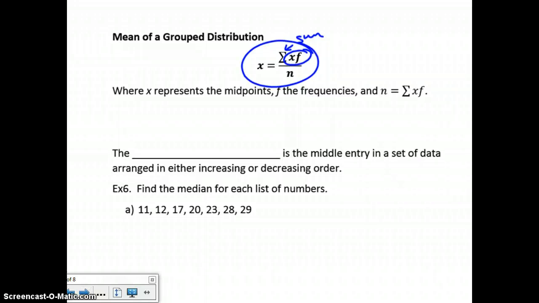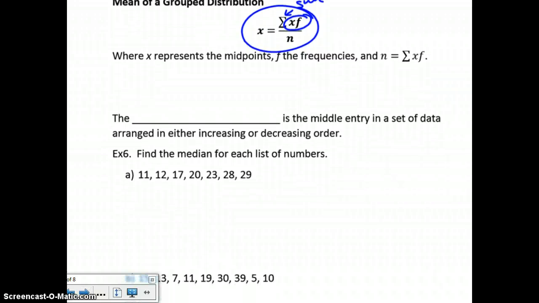We're going to look at some other measures of central tendency here, the next one being the median. The median is the middle entry in a set of data arranged in either increasing or decreasing order. We want to find the median for each list of the numbers that follow here. For problem A, they're already listed in increasing value, so we don't have to rearrange. And the middle value here, since we have 7, an odd number, there is a middle, and that is 20.